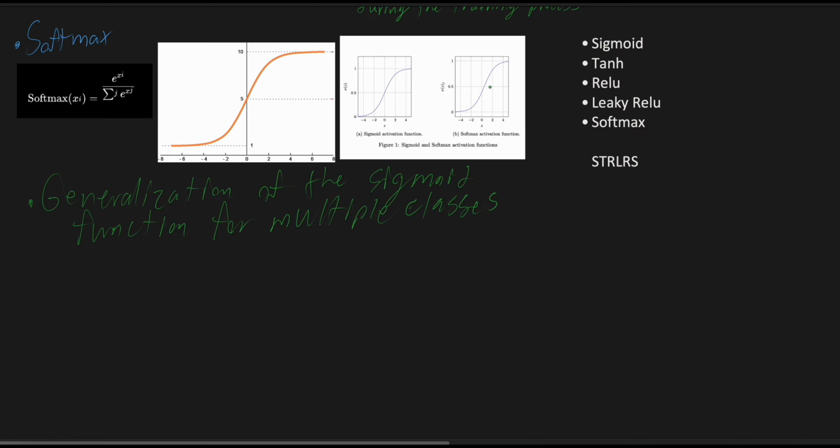This function is widely used for multi-class classification. For multi-class problems, it can provide the probabilities of different classes for a single input.